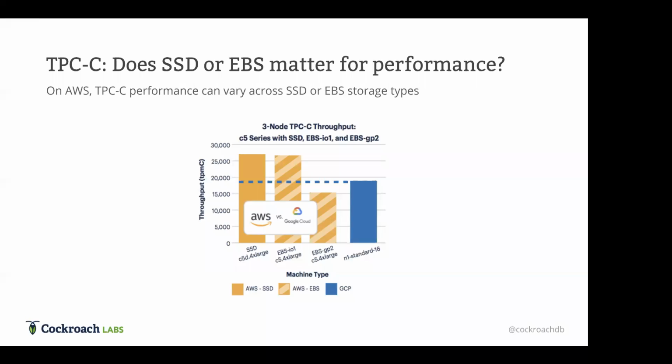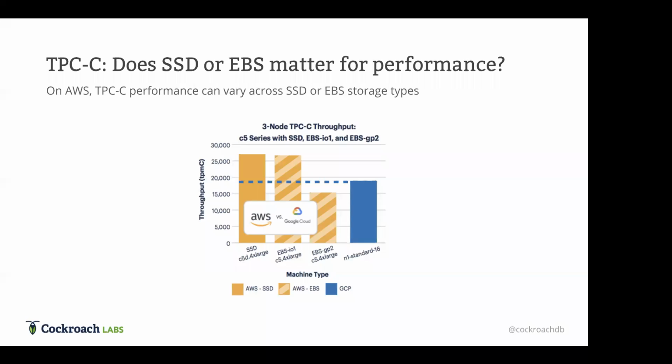As I mentioned earlier with the Amazon machine type names, you can actually infer what machine type it is by looking at it. So if you see the C5D.4xlarge here, that denotes the SSD, whereas the C5.4xlarge are the EBS types. Now, unfortunately, you can't tell if it's an IO1 or GP2, but you can configure that within your AWS setup. And so what we saw here is that with both SSD and EBS IO1, Amazon really performed quite well in comparison to GCP.